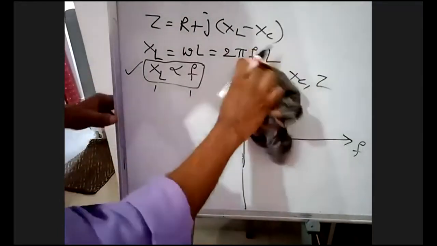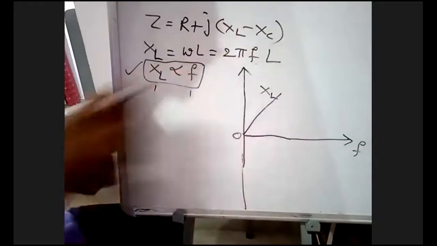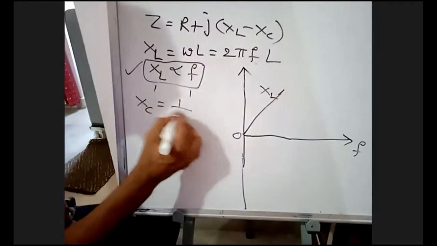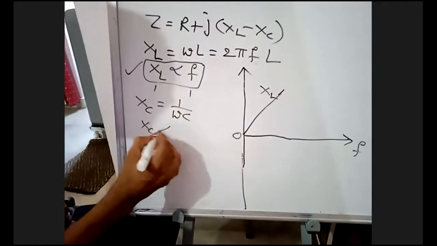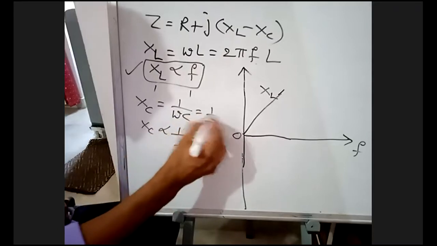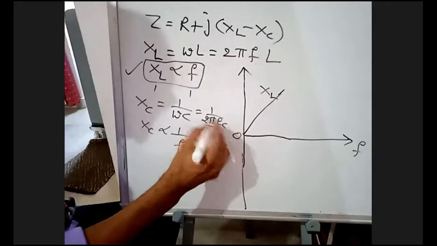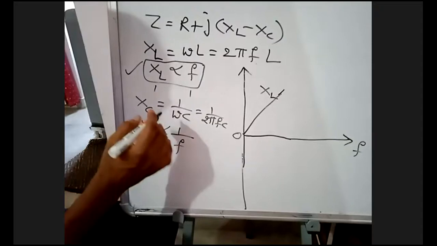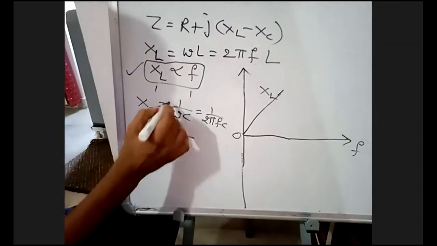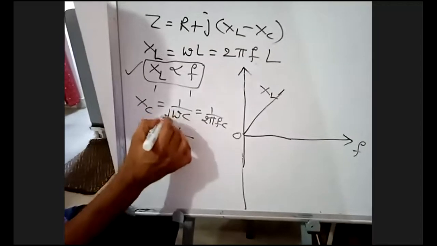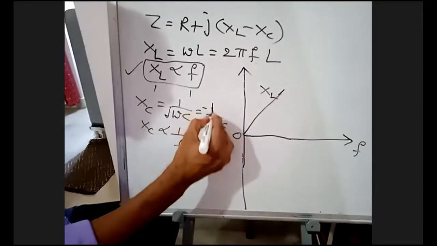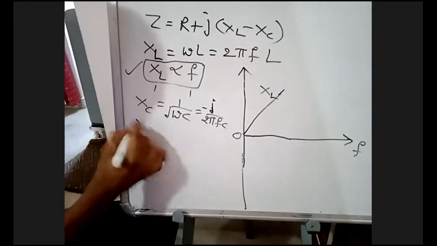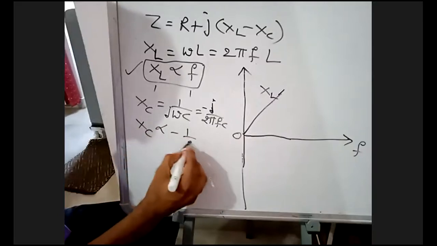Next I will go for XC. XC is equal to 1 by omega C, which is 1 by 2 pi f C. XC is inversely proportional to frequency. Now take XC as 1 by j omega C. If j comes to the numerator, it becomes minus j. So XC is proportional to minus 1 by f.